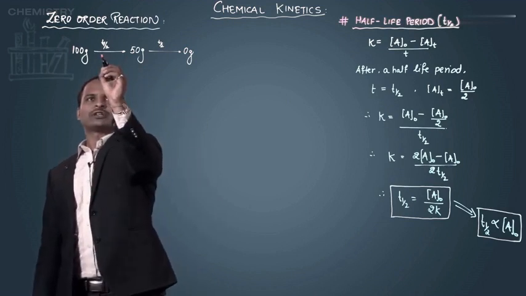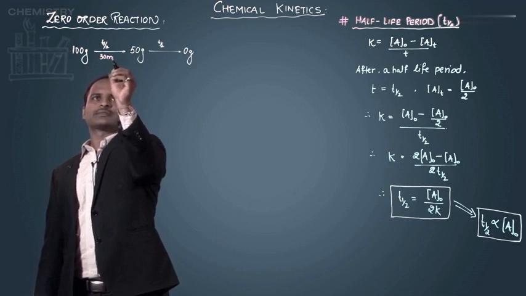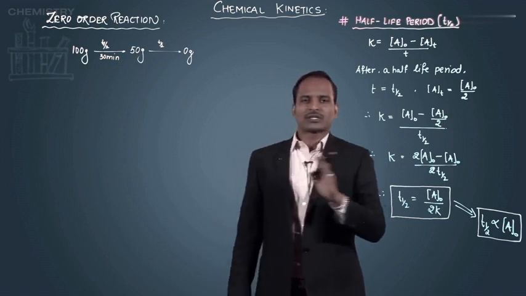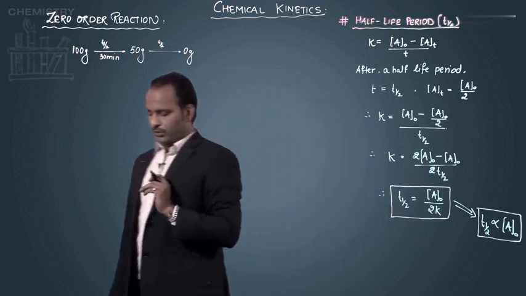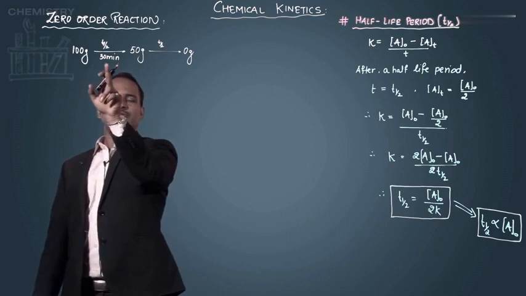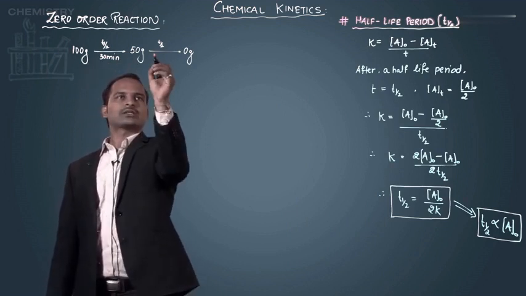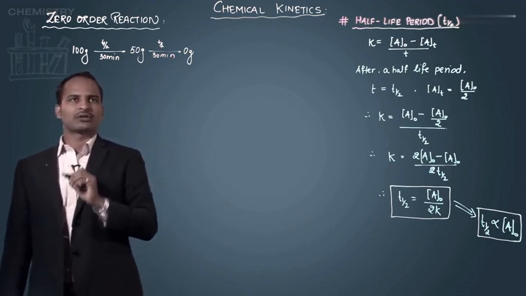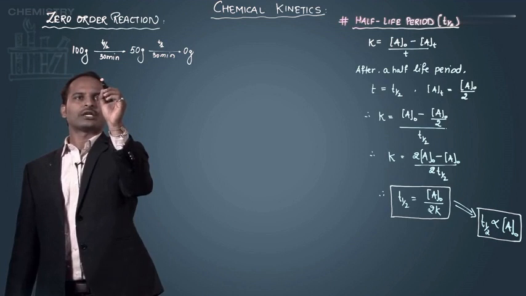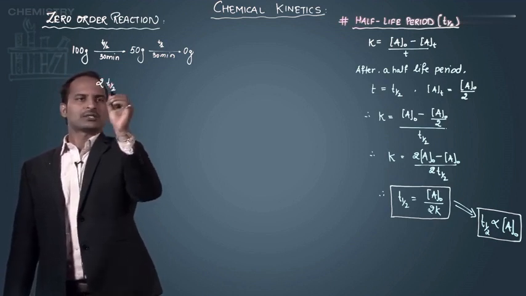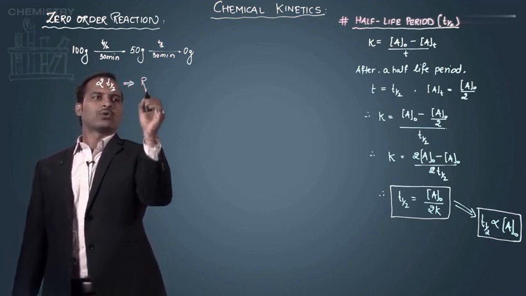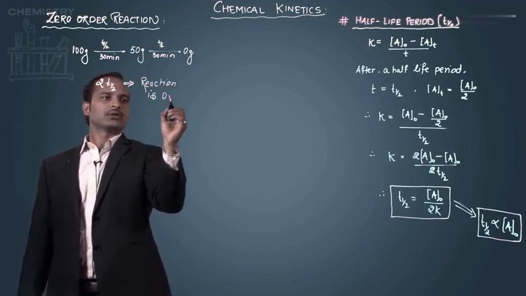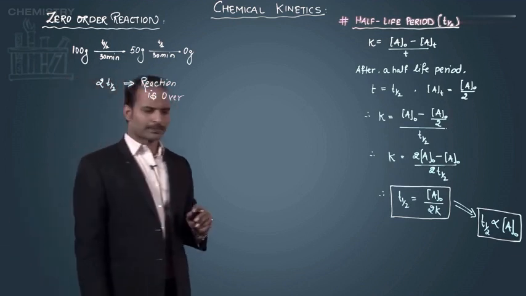For example, suppose the half-life period is 30 minutes. In case of a zero order reaction, the rate of reaction is the same throughout the course of the reaction. So if in the first 30 minutes the reactant consumed is 50 grams, then in the next 30 minutes again the reactant consumed is going to be 50 grams. So I can say that in case of a zero order reaction, the full reaction gets completed in only 2 half-life periods. Once the 2 half-life periods are over, the reaction is over.